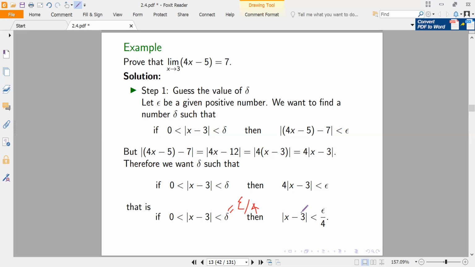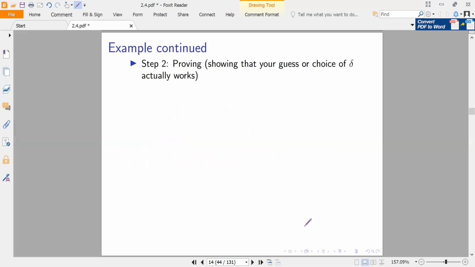Remember this x minus 3 comes from f minus L. So basically, if we choose delta to be epsilon over 4, then our f of x minus L will be within our epsilon. In other words, we need to choose our delta, which is dependent on epsilon, to be epsilon over 4. So now we want to see whether what we chose actually works.